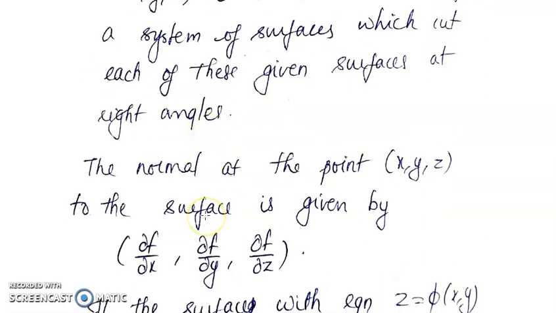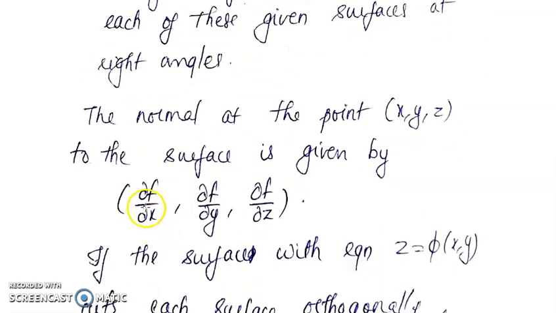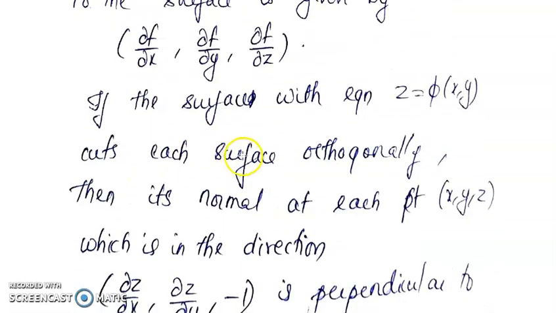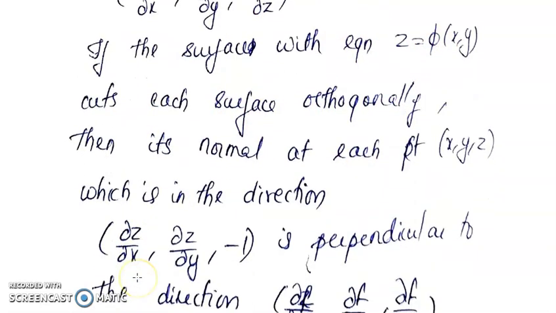Now its normal will be the gradient vector. So that is a vector: dou f by dou x, dou f by dou y, dou f by dou z. Now if the orthogonal surface, so let me take the orthogonal surface to be z equal to phi of x, y. Okay, then the normal of the orthogonal surface, you can write it as phi of x, y minus z equal to 0. So the normal vector is in the direction dou z by dou x, dou z by dou y, minus 1.